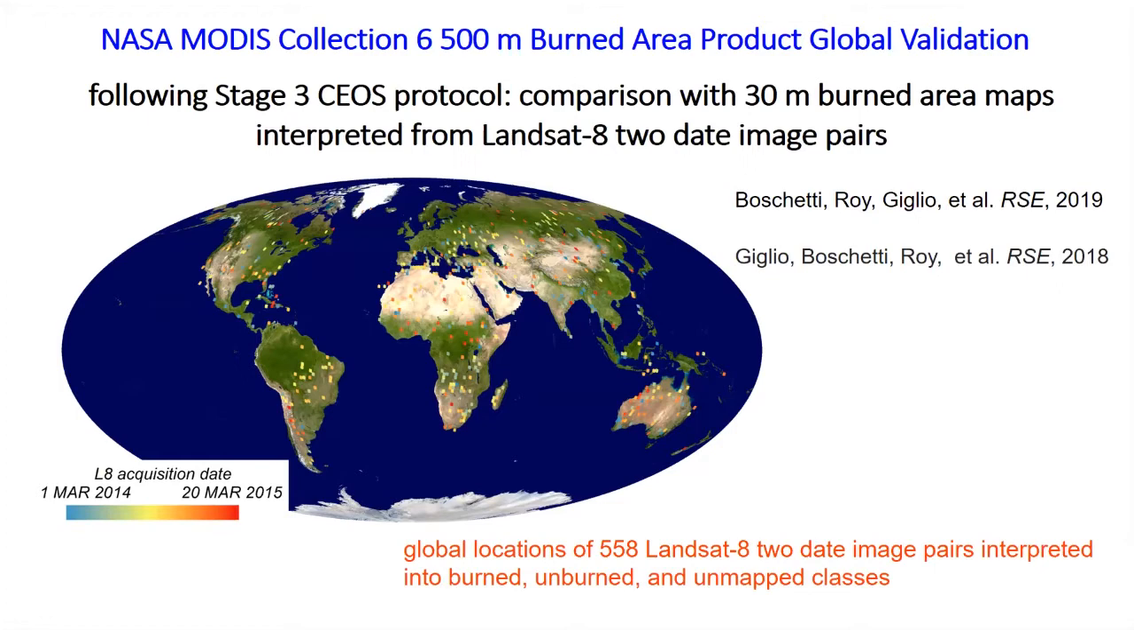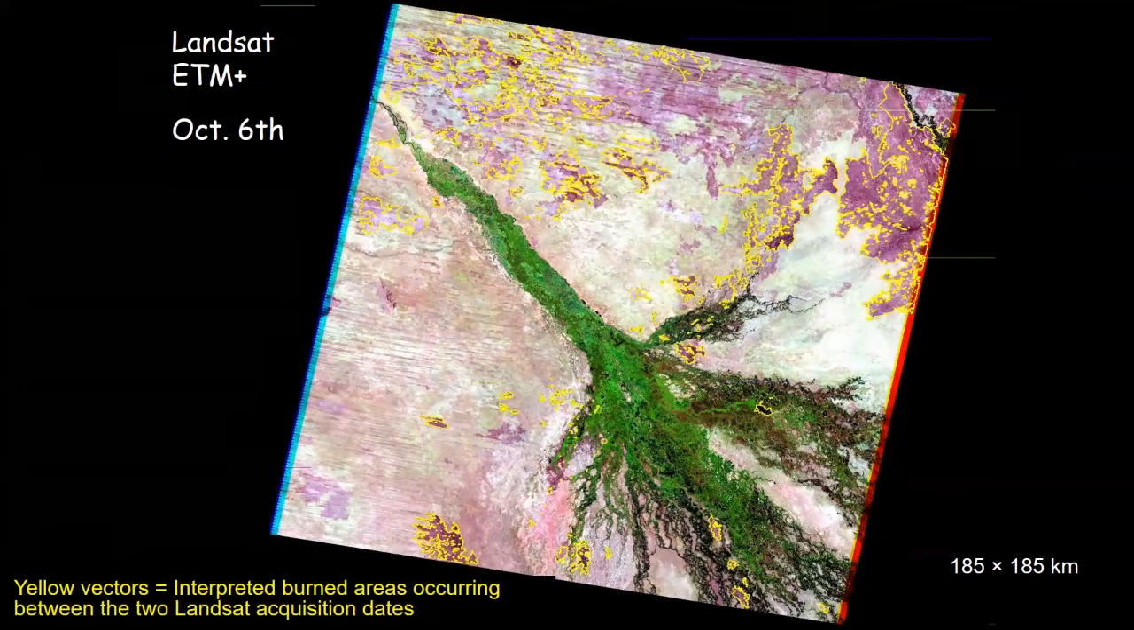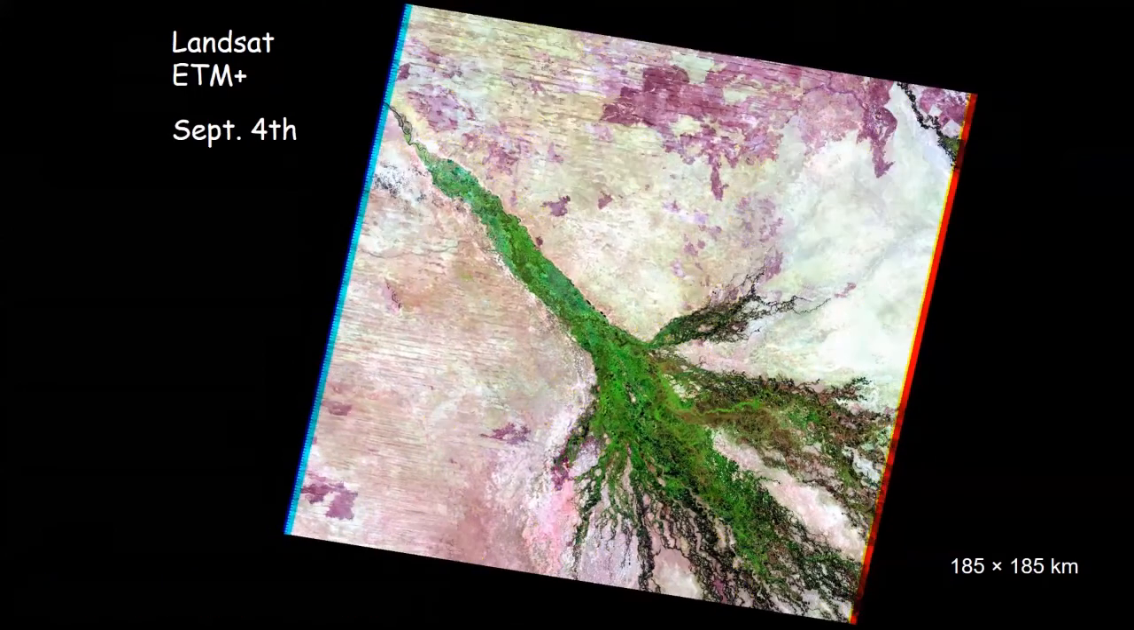And then we interpreted at 30 meters, which is the Landsat resolution, whether burning occurred between the 2 dates. Here's an example. This is the Okavango Delta again in Botswana. This is a Landsat image, 185 by 185 kilometers. This is about a month later, and the yellow vectors show what's burnt between the 2 periods. So it is very time consuming to generate that kind of data set.